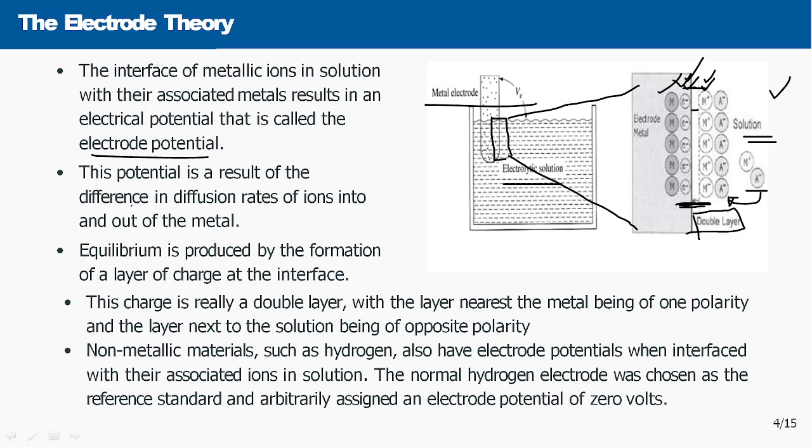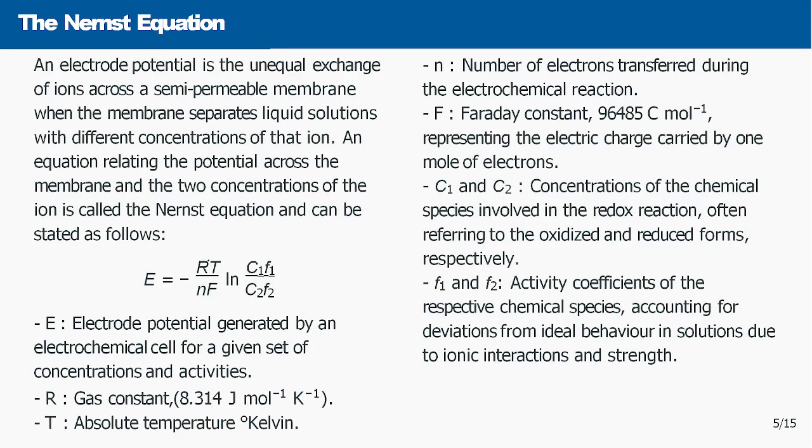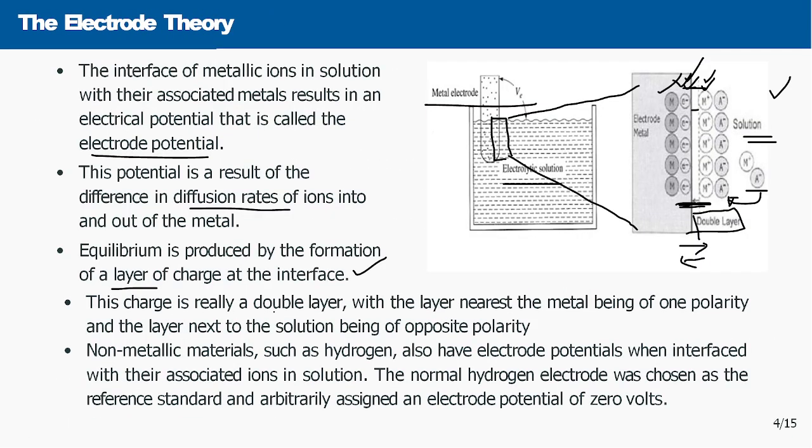This potential results from the difference in the diffusion rate of the ions into and out of the metal. Equilibrium is produced by the formation of the layer of charge at the interface. That means when the number of cations and anions exchanged is equal in both directions, we have equilibrium. This charge is really a double layer, with the layer nearest to the metal being of one polarity and the layer next to the solution being of the opposite polarity, as we have already discussed.